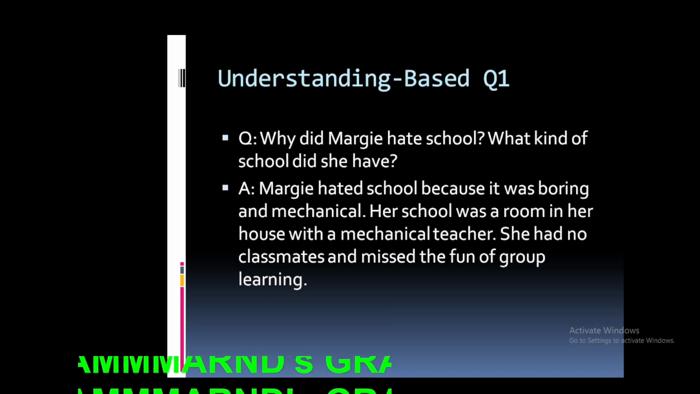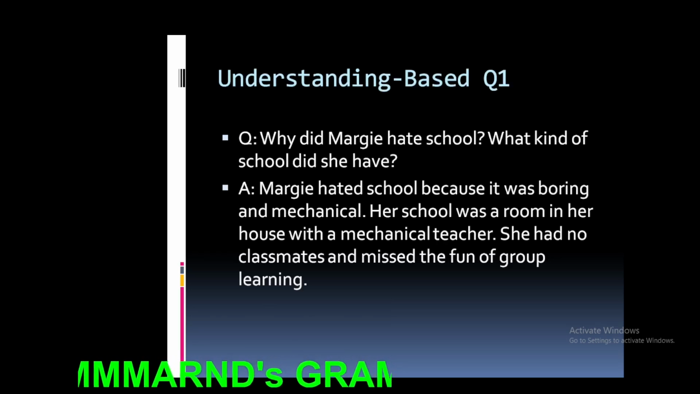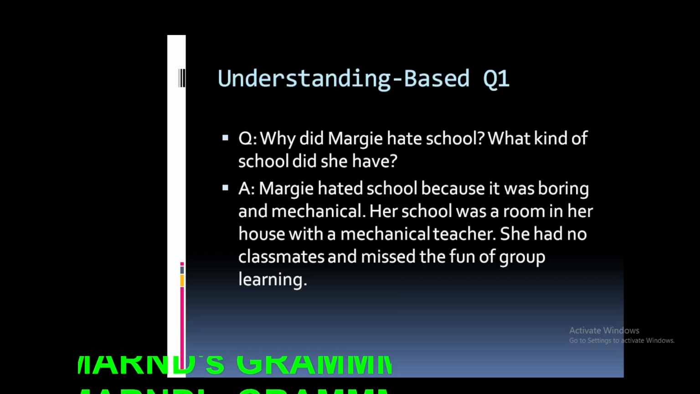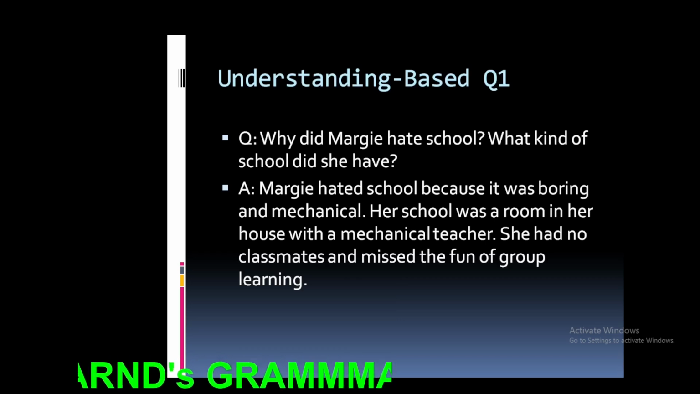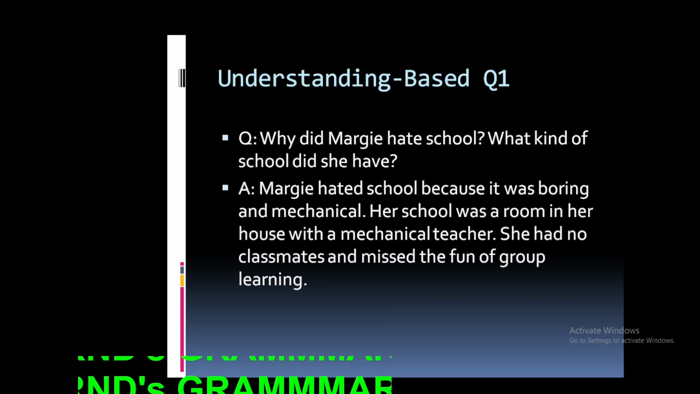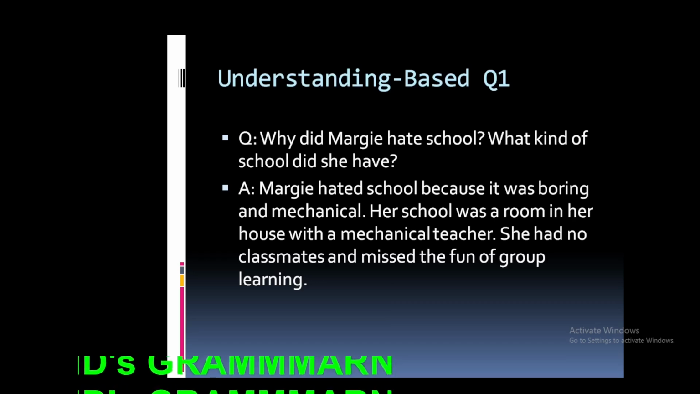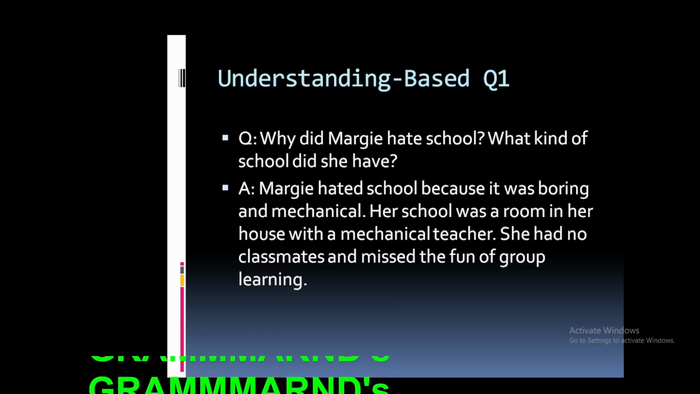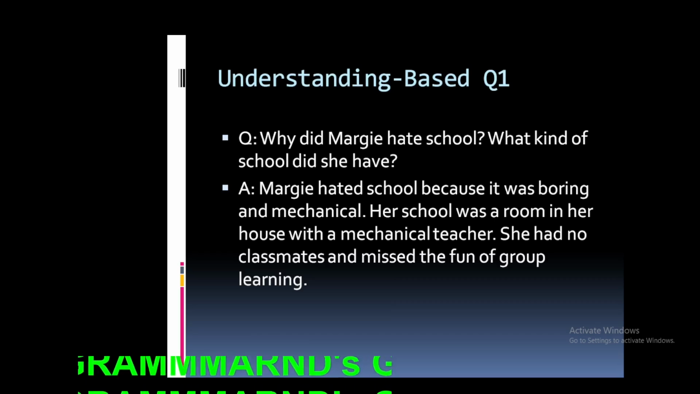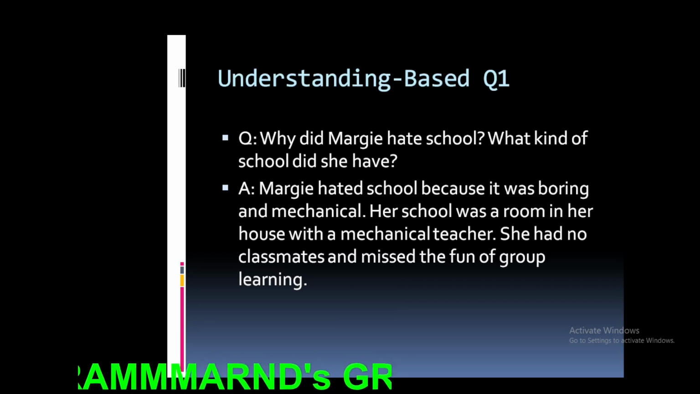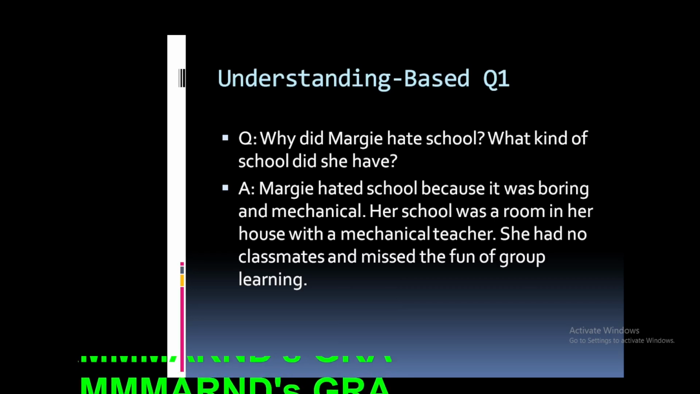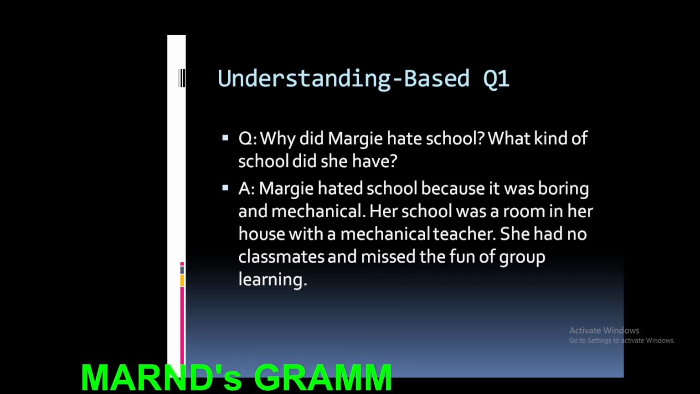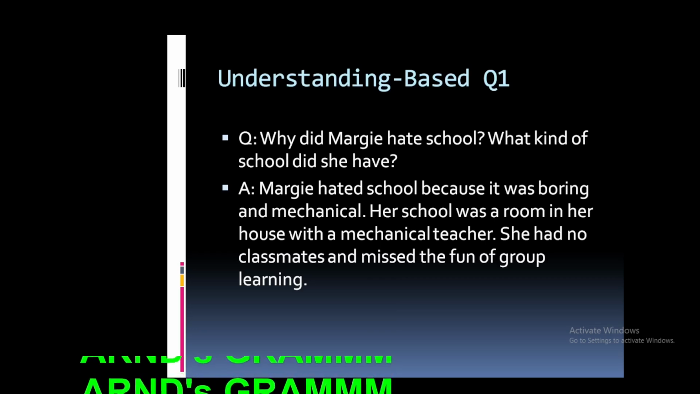Understanding based question 1. Why did Margie hate school? What kind of school did she have? Answer. Margie hated school because it was boring and mechanical. Her school was a room in her house with a mechanical teacher. She had no classmates and missed the fun of group learning.